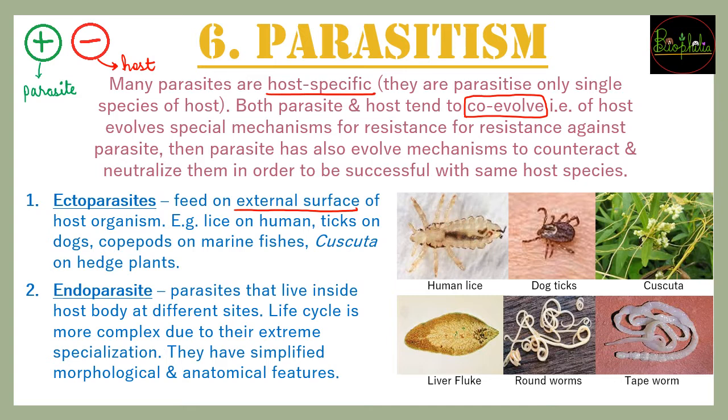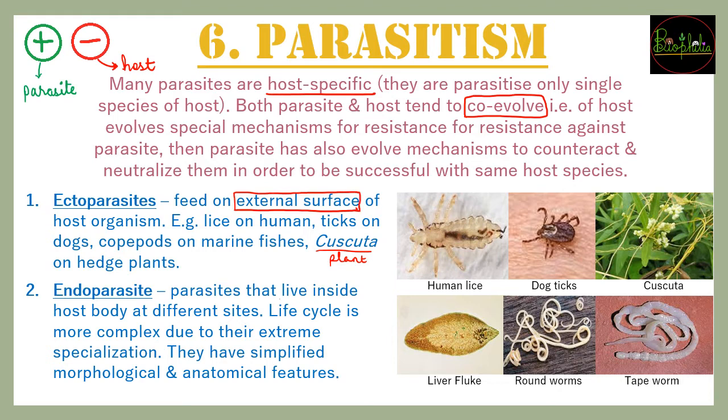Same way, जैसे ह्यूमन्स में लाइस होते हैं, डॉग्स में टिक्स होते हैं, and marine fishes पे कोपिपॉइड्स होते हैं, and the Cuscuta will be on the hedge plants. So Cuscuta is an example of a plant parasite, and other ones will be the insect parasites. So these are ectoparasites because they will be on the external surface.